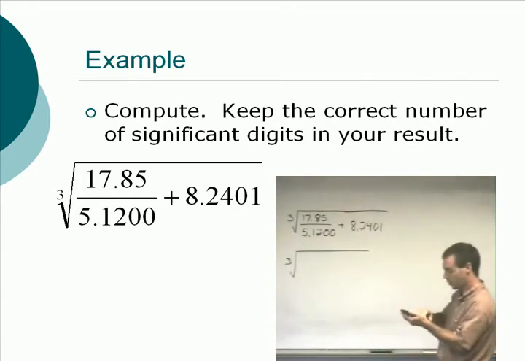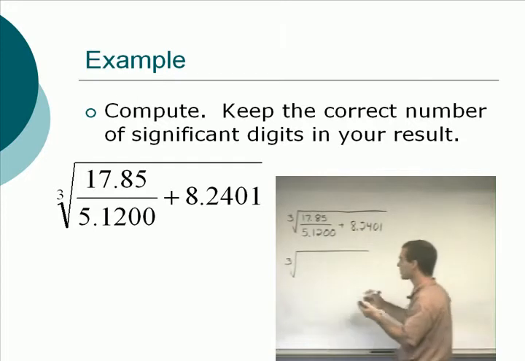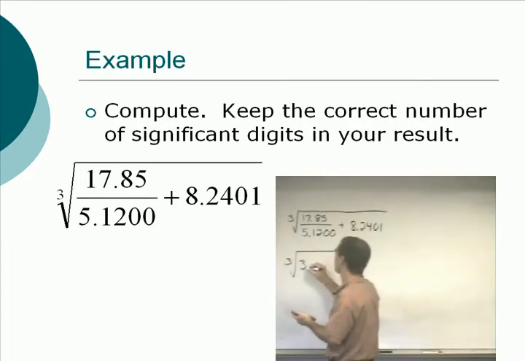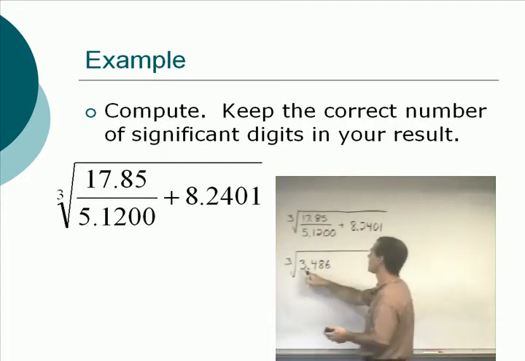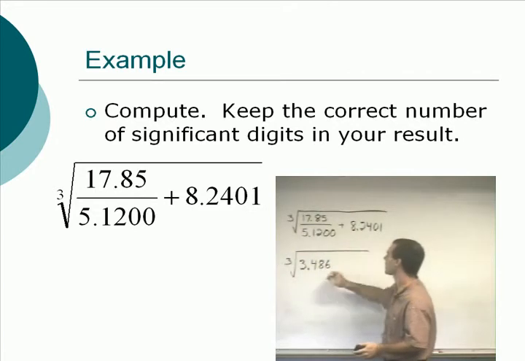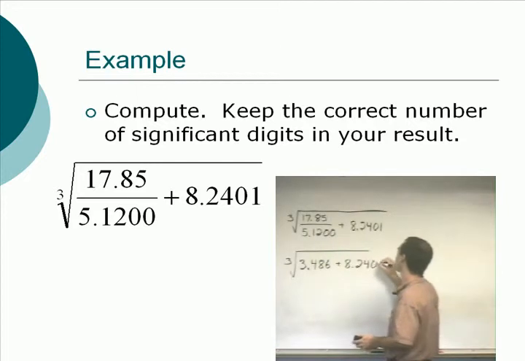17.85 divided by 5.1200, we can keep 4. So that turns out to be 3.486. There's our 4 sig digs. We kept the same number by doing that step. And now we're going to try and add that to 8.2401.